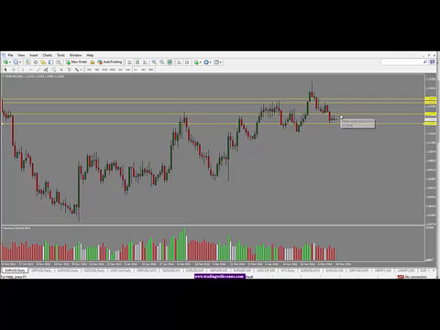So we will be watching for a reaction at the 1.1350 level. At this point, we'll trade this as a range-bound market. We will sell at the high, which is 1.1350, and we'll buy at the bottom, which is 1.1280. So that will be our trading range. And again, we're waiting for Euro to break out of this.